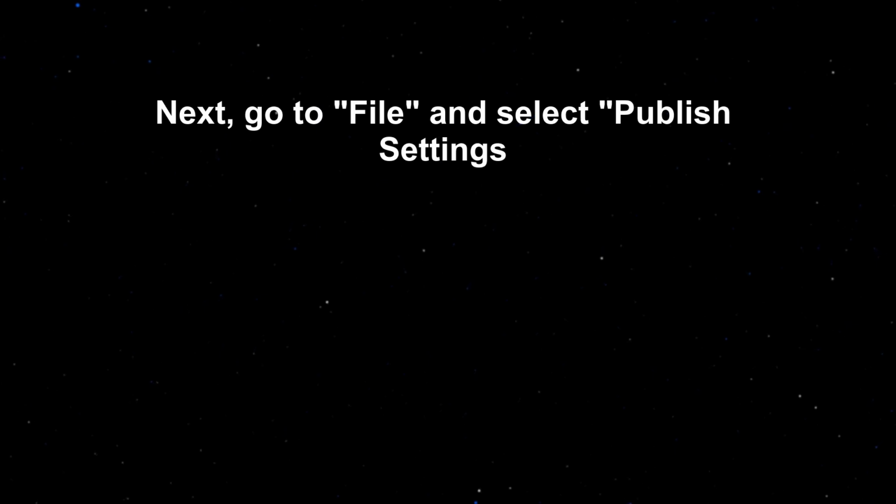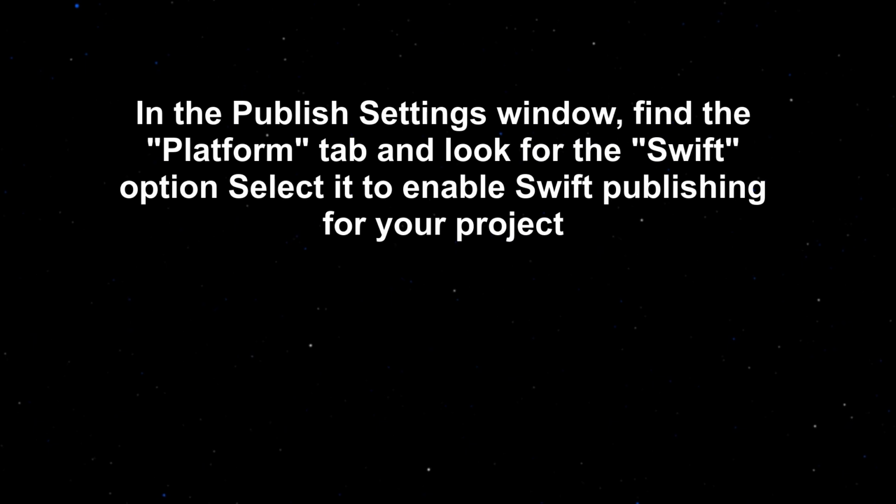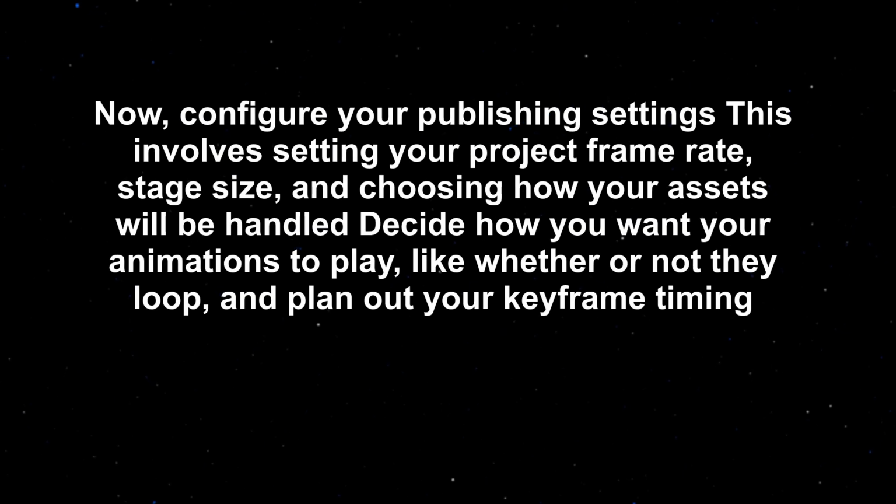Next, go to File and select Publish Settings. In the Publish Settings window, find the Platform tab and look for the Swift option selected to enable Swift publishing for your project. Now, configure your publishing settings.